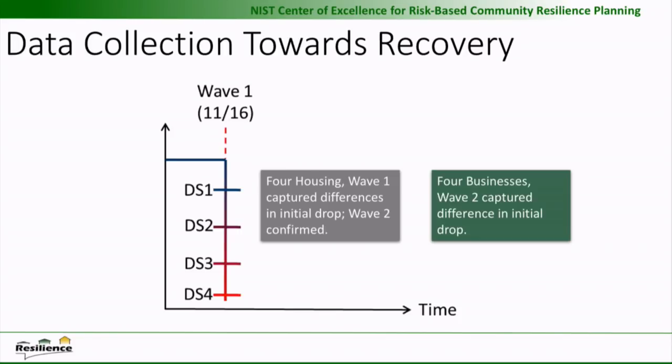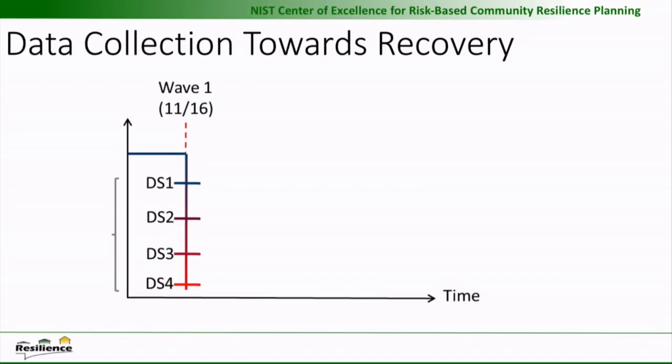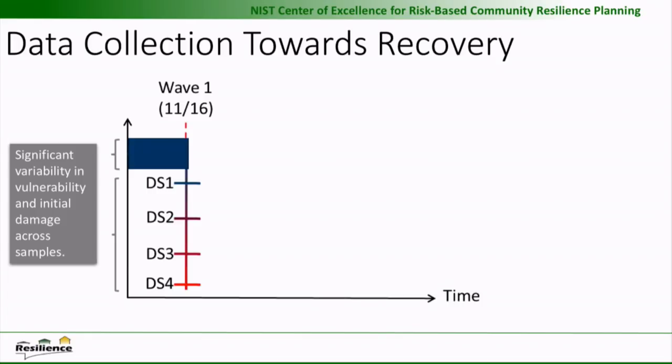Additionally, as I mentioned, in wave 2 we classified damage for businesses, and we looked at the building exterior as well as the interior, the contents and the merchandise, as well as equipment and machinery, and established an analogous damage state classification system. So we measured variability with initial damage, and we measured indicators for differences in pre-event vulnerability, and we largely see variation across our housing and business samples.